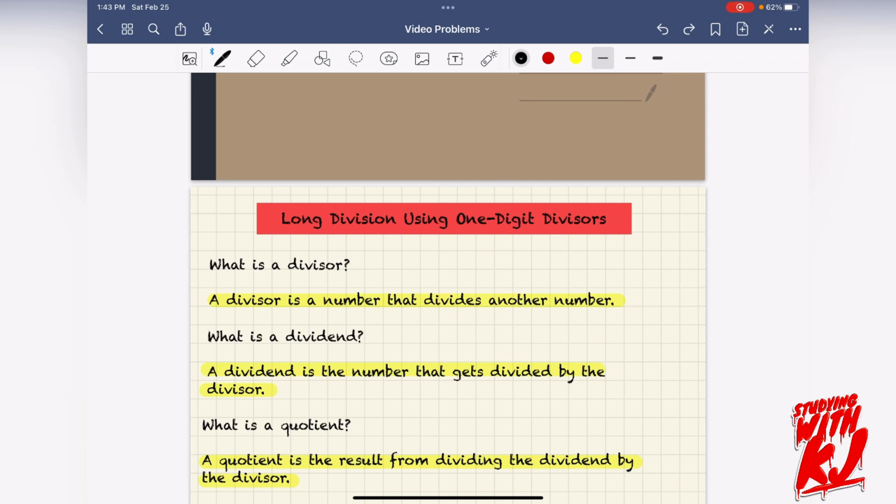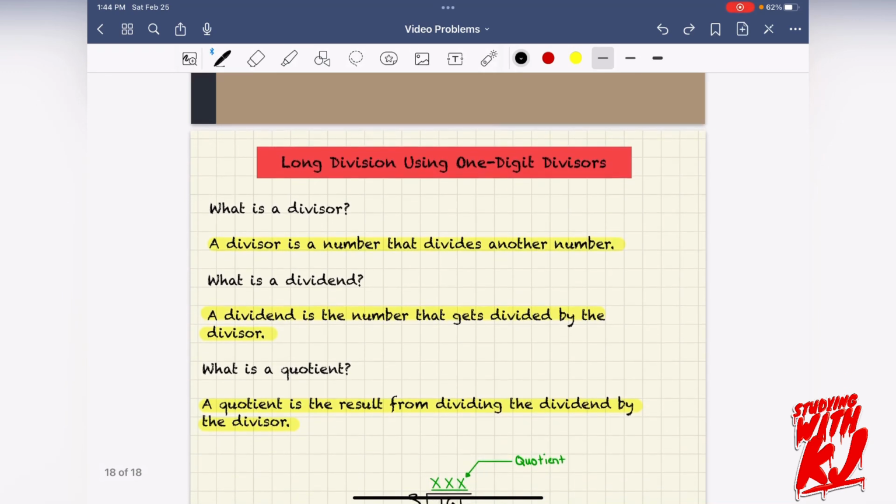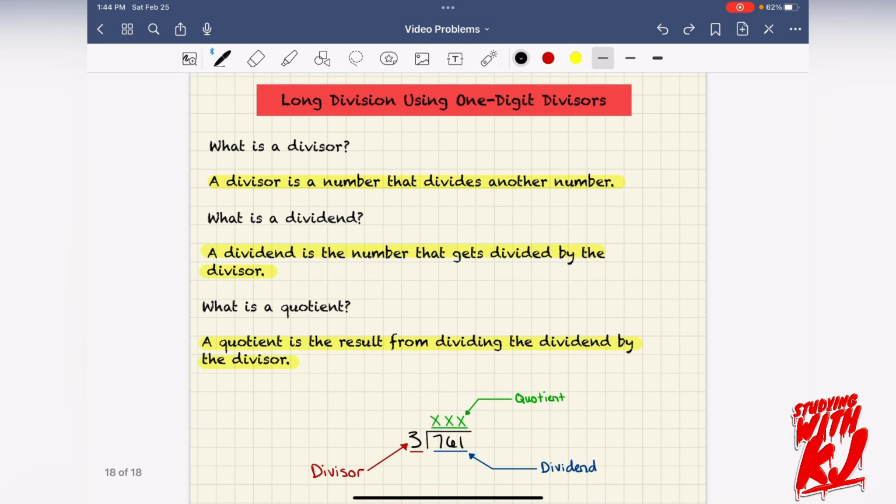So if we go back to our definition for divisor, it says a divisor is a number that divides another number. That other number is called the dividend. Now our last definition is for what is a quotient. A quotient is the result from dividing the dividend by the divisor. Now that we have those three definitions out of the way, let's look at our example problem below that shows where the divisor, the dividend, and the quotient are when you're looking at a long division problem. So we have three.